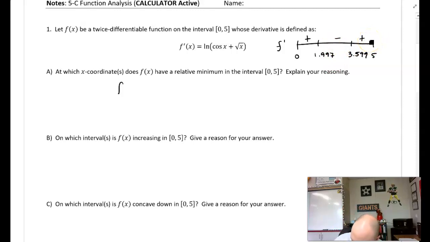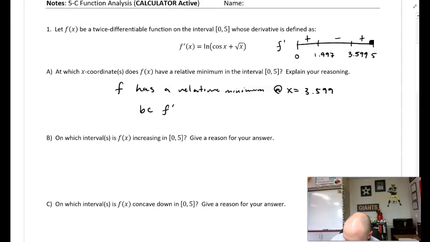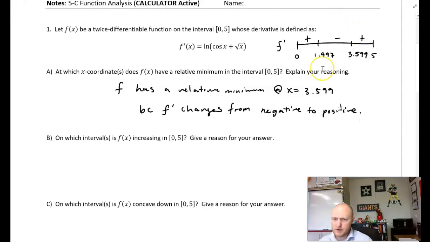So we can say f has a relative minimum at x equals 3.599 because f prime changes from negative to positive. There you have it. Pretty easy.